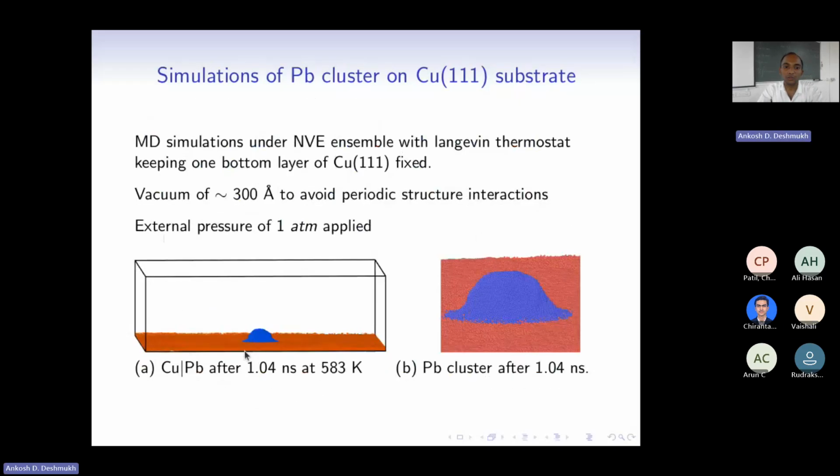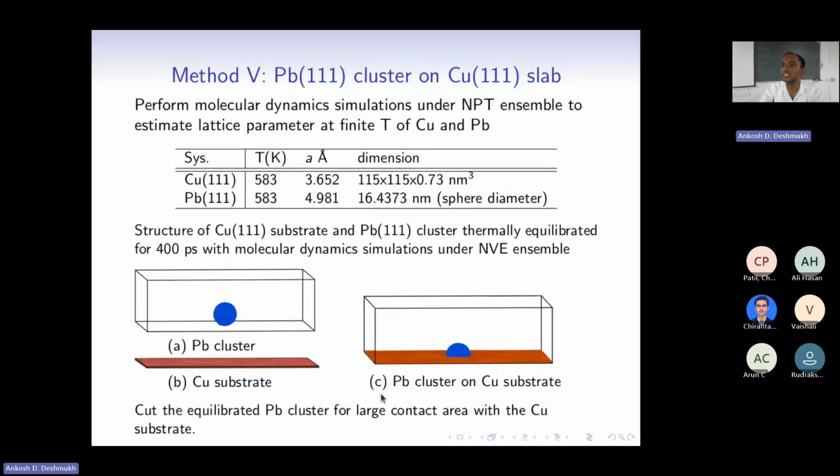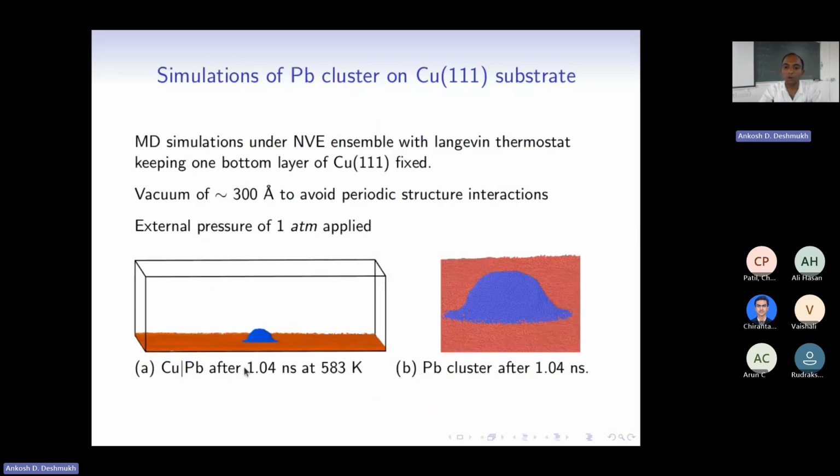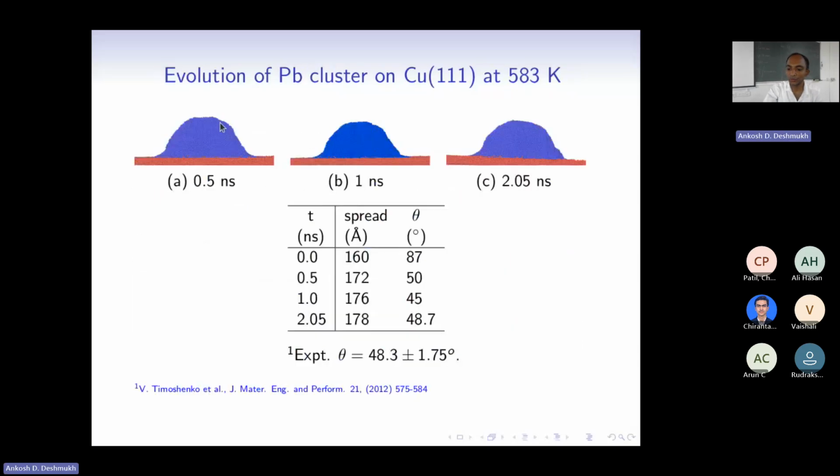The figure is my initial setup for the simulations, that is, the molecular dynamics simulation. After 1.04 nanoseconds at 583 Kelvin, I have this structure. If I resume it, I can see it is spreading slightly. So I have three figures here. We have the spreading also, and the relative contact angle I have computed here.